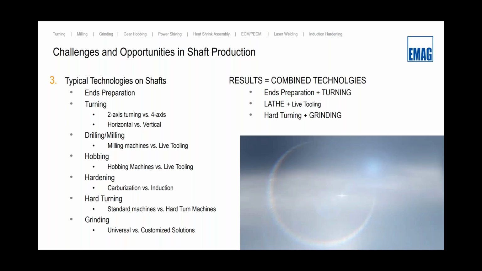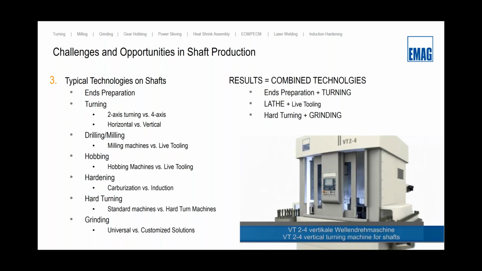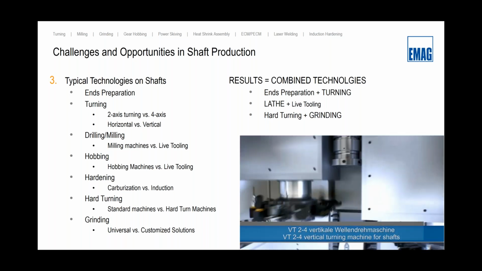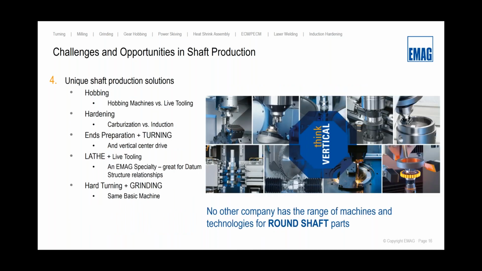After the turning, you have the hobbing, the hardening, hard turning, and grinding. And all of this results in opportunities to do more combined machining. So if we look at all those technologies, this is where Emag really stands out. If we look outside of any companies which might be machine tool conglomerates, I really don't believe that there's another machine tool company that offers the suite of products focused on round parts.